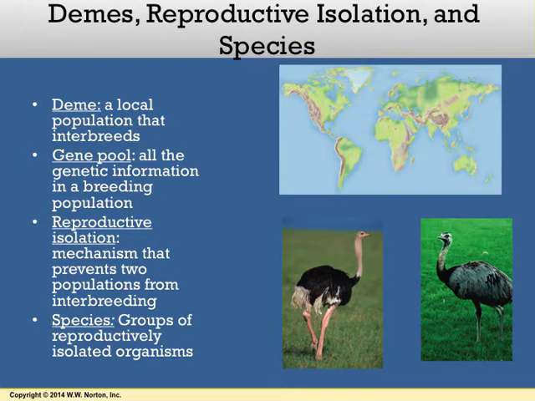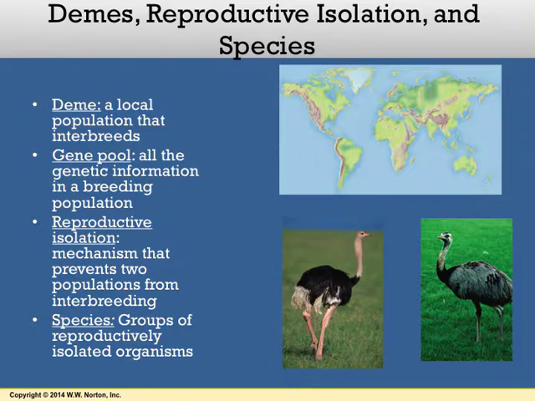In the previous chapter, we focused on how genes move from the parent to the offspring. In this chapter, we will be talking about groups of organisms exchanging genes. Let's start with some basic terms. A group of organisms that interbreed and have offspring is called a deme.